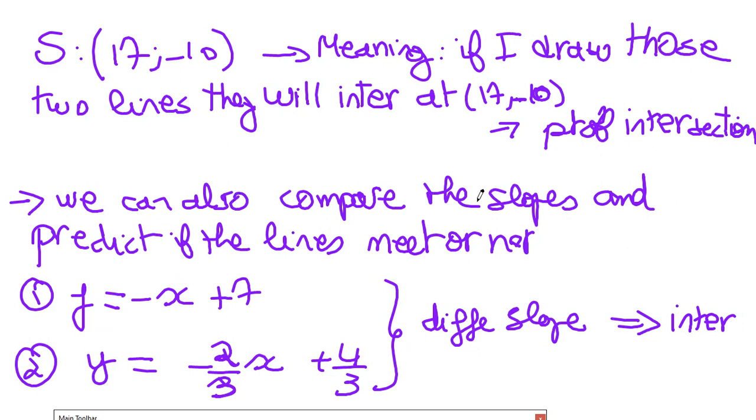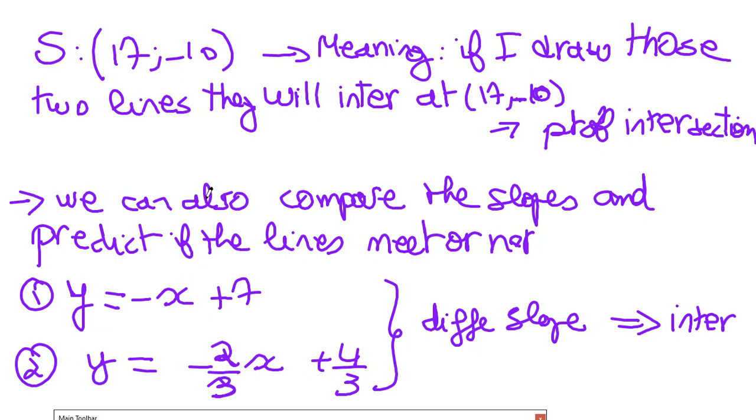We can compare the slopes of the lines. If I write the first line in slope-intercept form, it's y equal minus x plus 7. The second line is also in slope-intercept form. If you look at those two slopes, since the slopes are not equal, the lines are not parallel, because we know that if the slopes are equal, the lines are parallel. So I'm sure that those lines should meet.